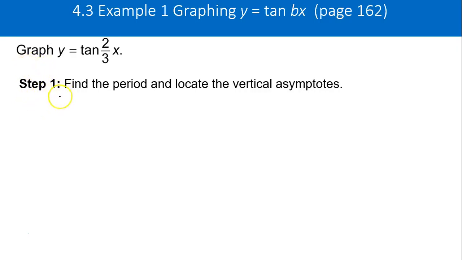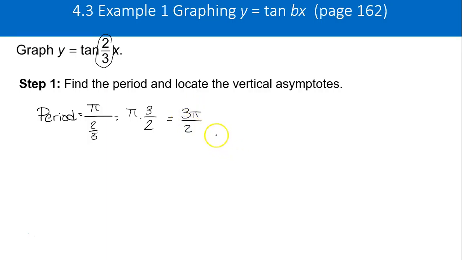For the first step, it says find the period and locate the vertical asymptotes. So finding the period of this function, remember it is equal to pi over b. And your value of b is just like in your sine and cosine functions, it's what's being multiplied to your x value, so 2/3. So multiply this by 3 over 2, the reciprocal of this, and you get 3 pi over 2. So there's your period.